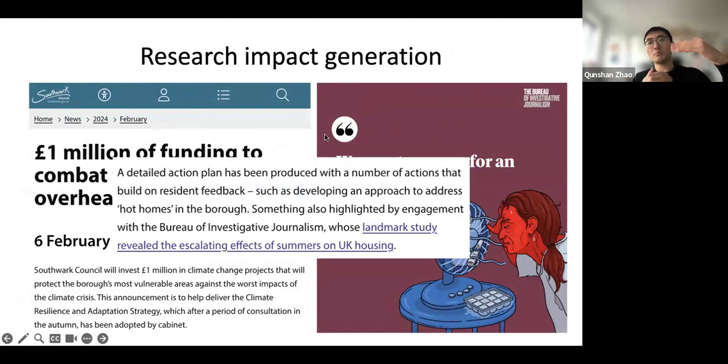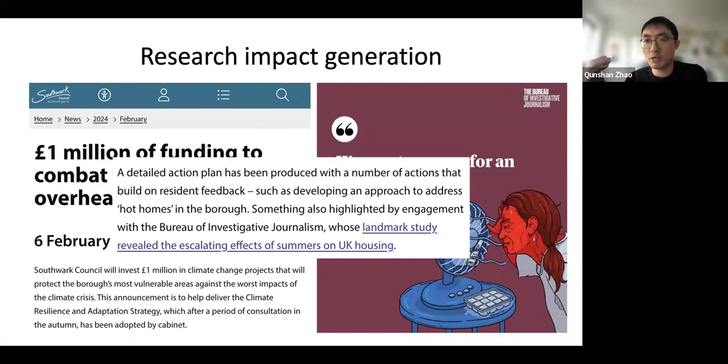In this document, it says clearly that the action plan used our findings and our studies, collaborating with the Bureau of Investigative Journalism. So yeah, I think this is a very clear research impact generation. It's really happening in our research world, I guess.